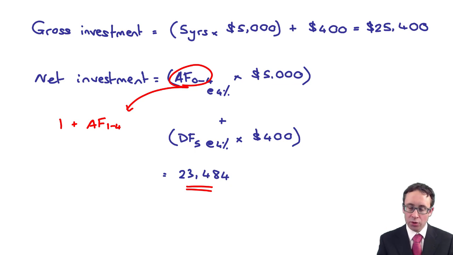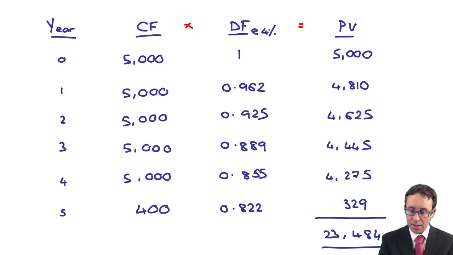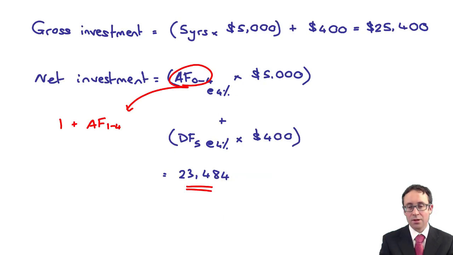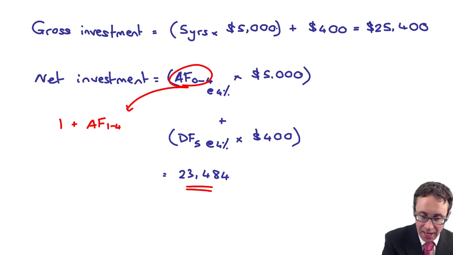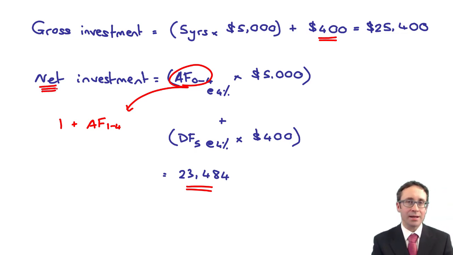I just want to make sure that you are happy and understand the difference between the gross investment and the net investment. The gross investment is the minimum lease payments plus the unguaranteed residual value, which was 400. But to work out the net investment, that's when you need to take account of the discounting.